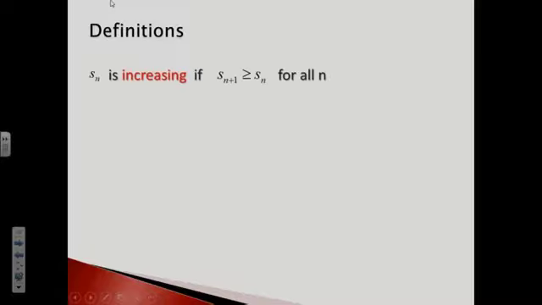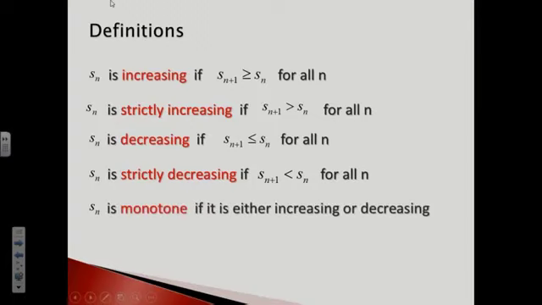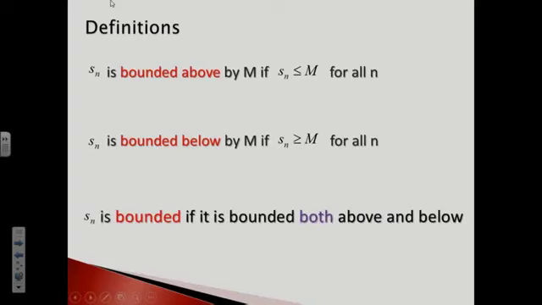s_n is increasing if s_(n+1) is greater than or equal to s_n for all n. s_n is strictly increasing if s_(n+1) is greater than s_n for all n. s_n is decreasing if s_(n+1) is less than or equal to s_n for all n. s_n is strictly decreasing if s_(n+1) is less than s_n for all n. s_n is monotone if it is either increasing or decreasing. s_n is bounded above by m if s_n is less than or equal to m for all n. s_n is bounded below by m if s_n is greater than or equal to m for all n. s_n is bounded if it is bounded both above and below.